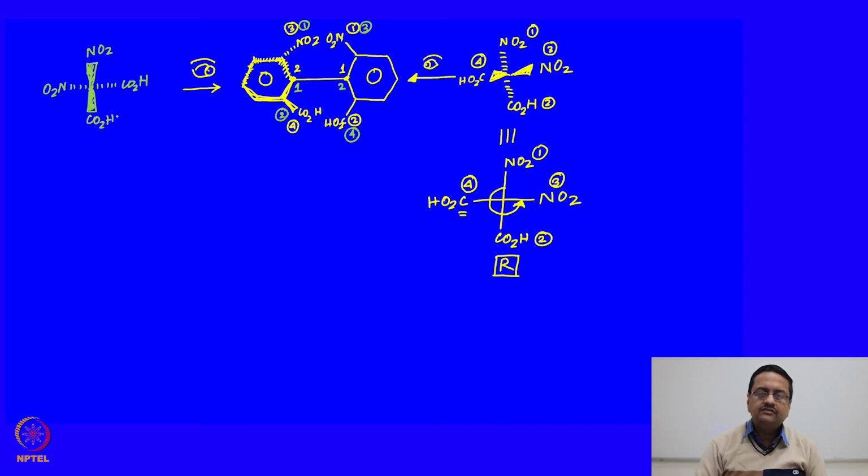Now, if I quickly write down the priorities, this is 1 because this is on the front carbon, this is 2, this is 3 and this one is 4. If you look at this projection, you see that the horizontal line has bonds which are below the plane, and the vertical line has bonds which are above the plane of projection. Therefore, to convert it into a Fischer projection, we should rotate the molecule by 90 degrees and draw the wedge projection once again.